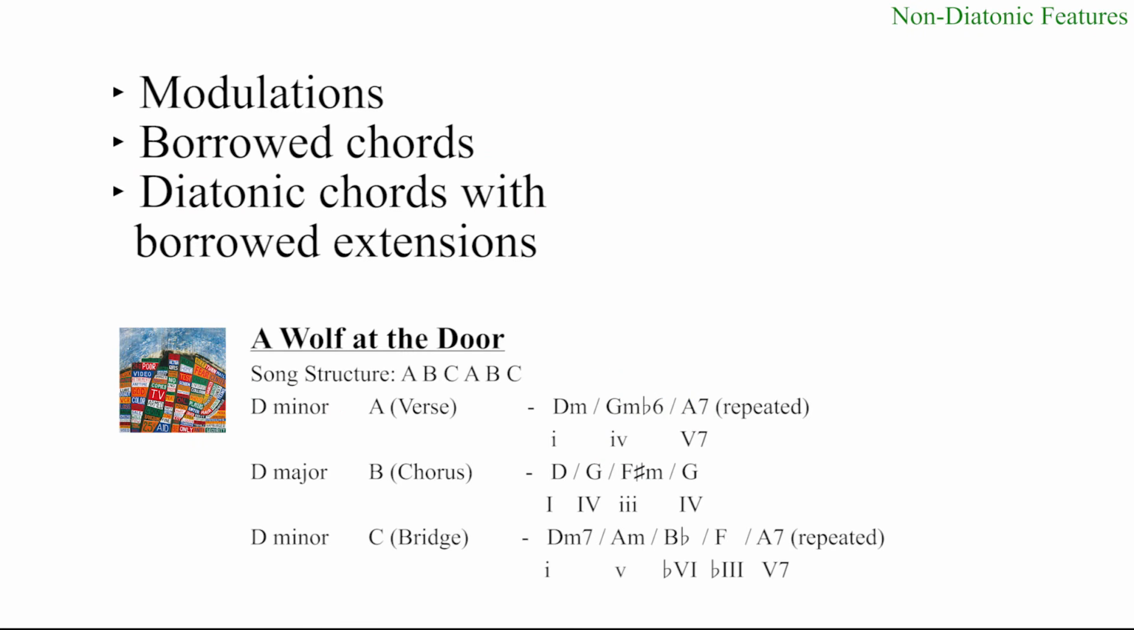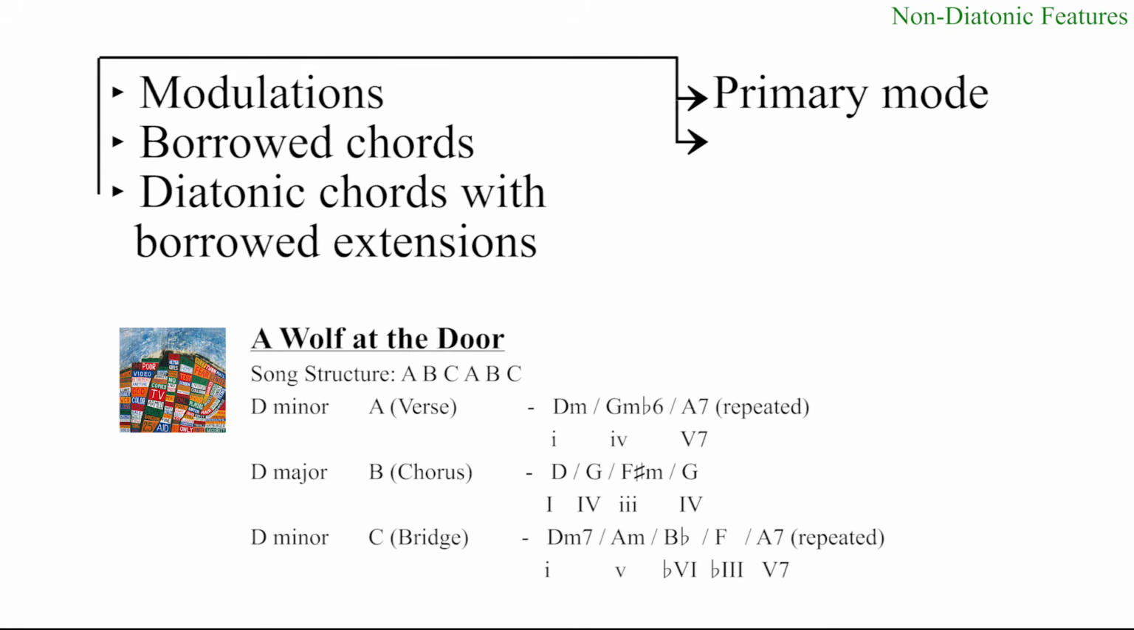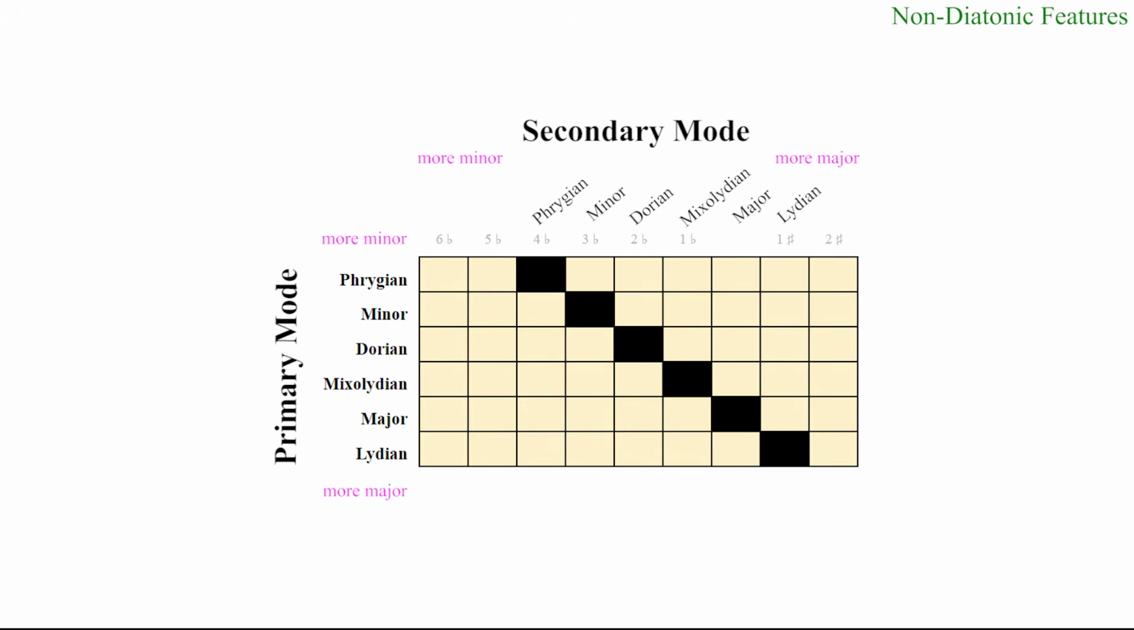The impact of any of these non-diatonic features can be described by 2 variables, the primary mode and the borrowed or modulated secondary mode. These can be represented in a 2-dimensional heat map chart, such as this one. On the vertical axis are all the possible primary modes that a song could start out using, and on the horizontal axis are the secondary modes a song could borrow from or modulate to. There's a diagonal line in this chart where the 2 modes are the same, indicating no modulation or borrowing.